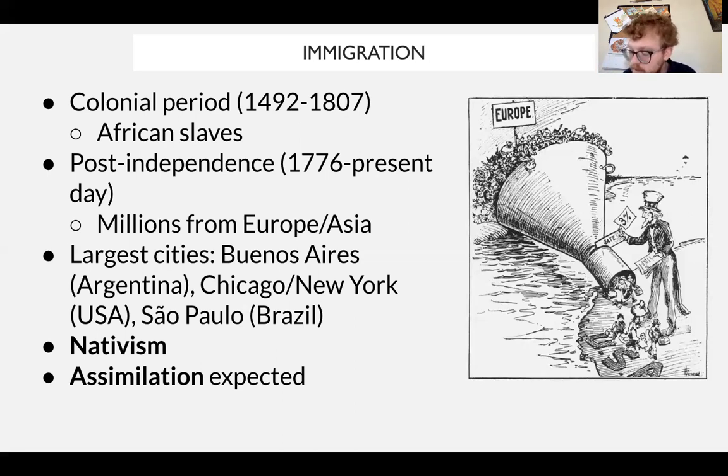So in the United States, we will see a huge increase of immigrants coming from Europe, especially. Europe is going through revolutions. They're going through famines like the Irish potato famine. So they're going to come to the United States for economic opportunity, for political stability. And a very similar thing in Argentina and Brazil. A lot of these immigrants are, again, white Europeans.